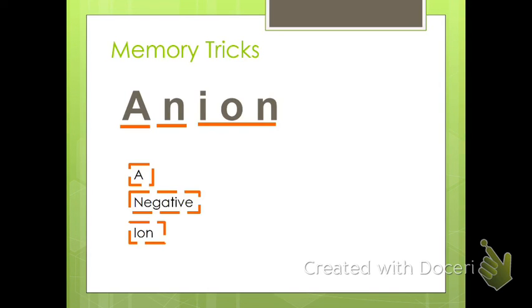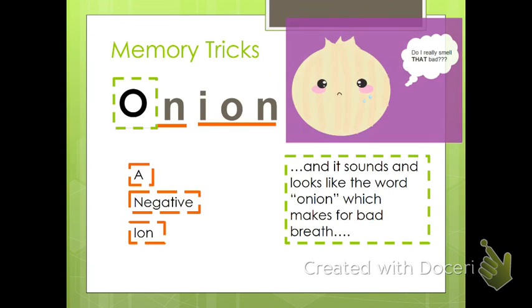Now, when I was in high school, the way I remembered it is that when you look at this word at first glance, it kind of looks like the word onion, and nobody likes to have bad breath, not oniony breath. So it's kind of a negative connotation. So negative onion, right? So you go ahead and pick the memory trick that's going to stick best with you and add it to your notes.